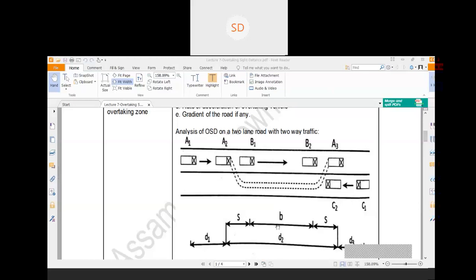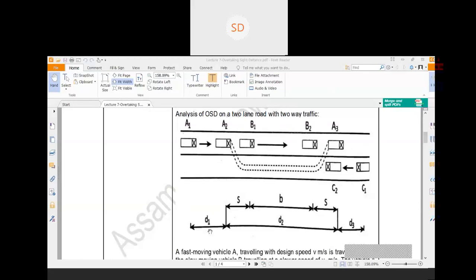Okay, now about the derivation, I'm just simplifying it. First, you need to calculate d1, and that would be easy. D1 is equal to Vb into t, where t is the reaction time. After that, coming to d2, that distance is divided into b plus 2s. Now the formula for s is 0.7 Vb plus 6, an empirical formula. Now you need to find out what is b. So b is basically the distance covered by the slow moving vehicle during that overtaking operation, so that would be Vb into capital T.